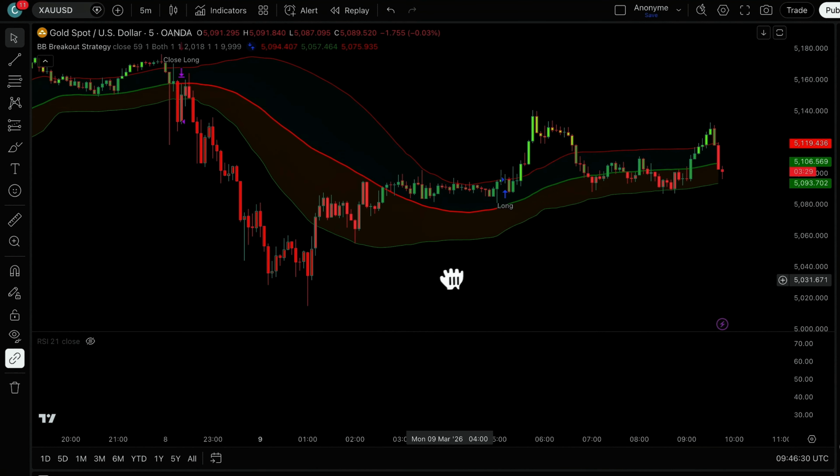You enter a buy position at the breakout of the upper Bollinger Band. At the close of the 5-minute candle here, you set your stop loss at the middle line, and we're aiming for a 2-to-1 risk-reward ratio. There you go, the trade is set up. The entry price, the stop loss, the target. Let's see what the market does.